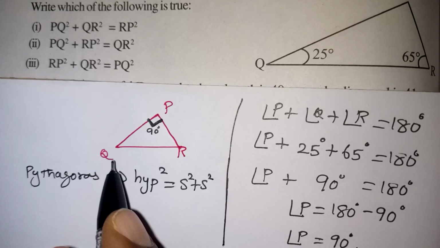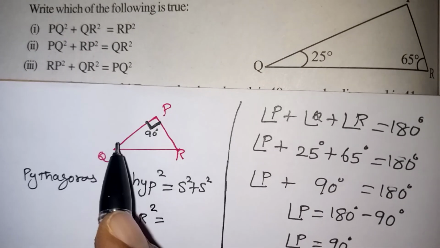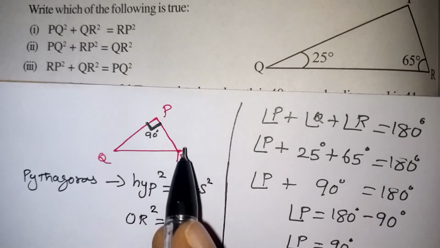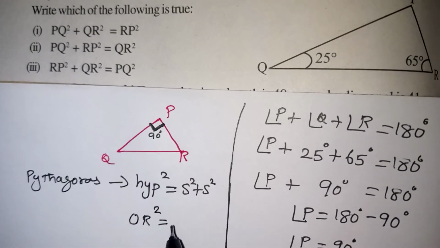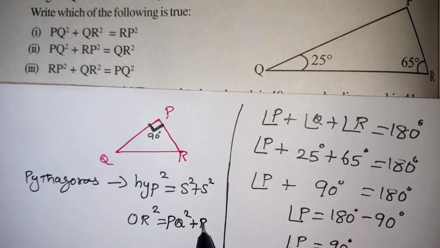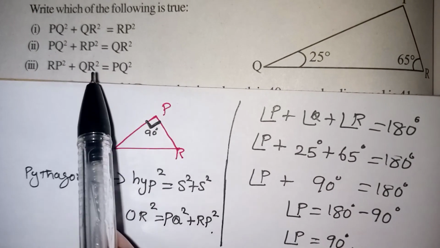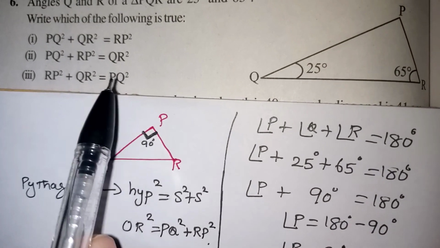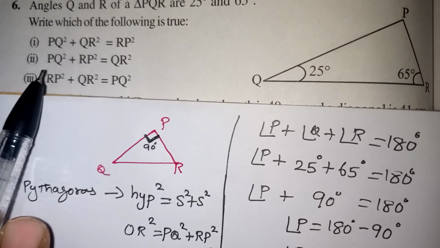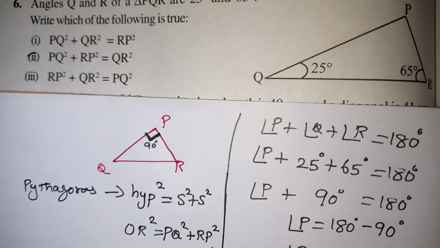So in place of the hypotenuse you can write QR squared equal to the remaining two sides: one is PQ, the other one is RP. RP or PR, you can say either. So PQ squared plus RP squared. So this is your correct answer. Look at the option which gives you this correctly. This only gives you the hypotenuse side: QR squared equals PQ squared plus RP squared. So the second option is true. That is your correct answer.